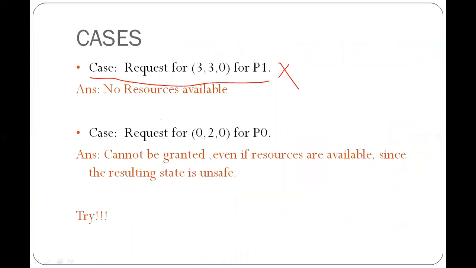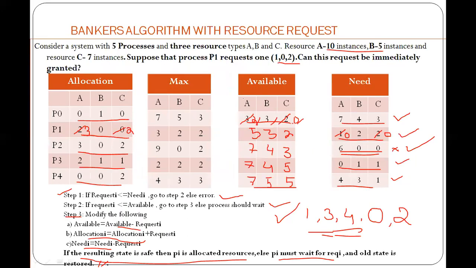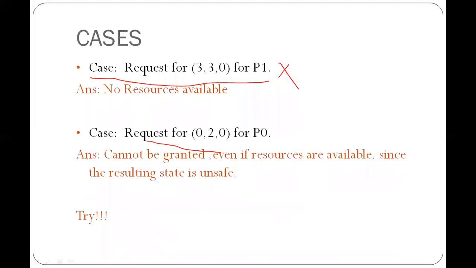What about the other case here? Request for 020 for P0. Okay, so you can try this problem, guys. You have to take the same availability 2, 3 and 0. So what should you do? You have to check if we can accommodate this immediate request of P0, that is 020. I want you guys to try this problem. I'll give you a hint. You have to check this against its need. You have to check this against the availability. This is step 1 and step 2.